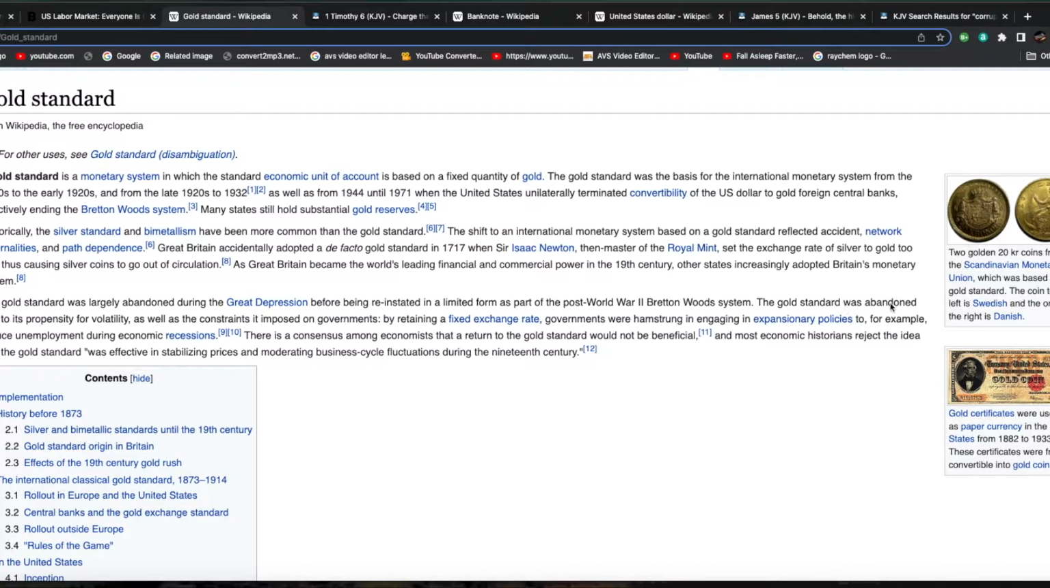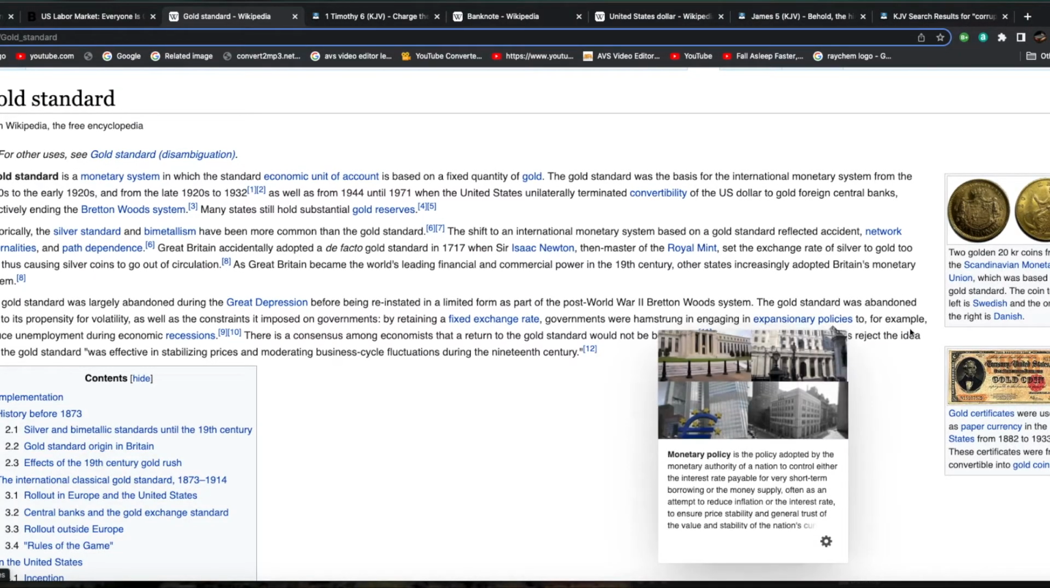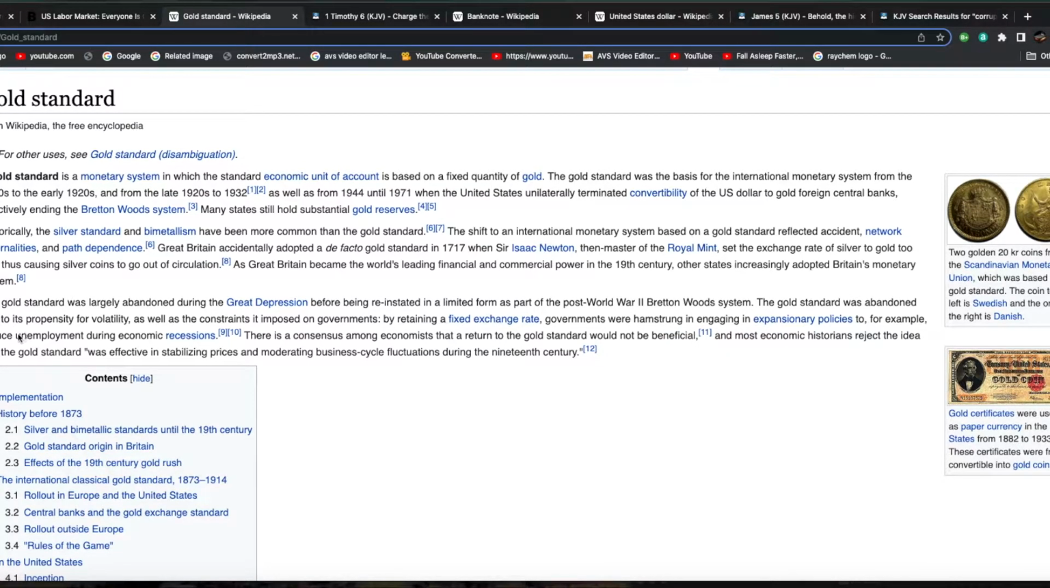The gold standard was abandoned due to its propensity for volatility, as well as the constraints it imposed on governments by retaining a fixed exchange rate. Governments were hamstrung in engaging in expansionary policies to, for example, reduce unemployment during economic recessions. There is a consensus amongst economists that a return to the gold standard would not be beneficial. I wonder why that is.